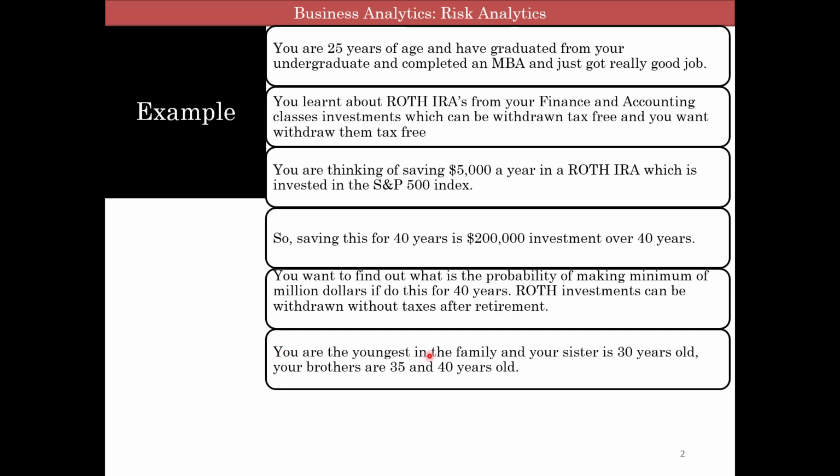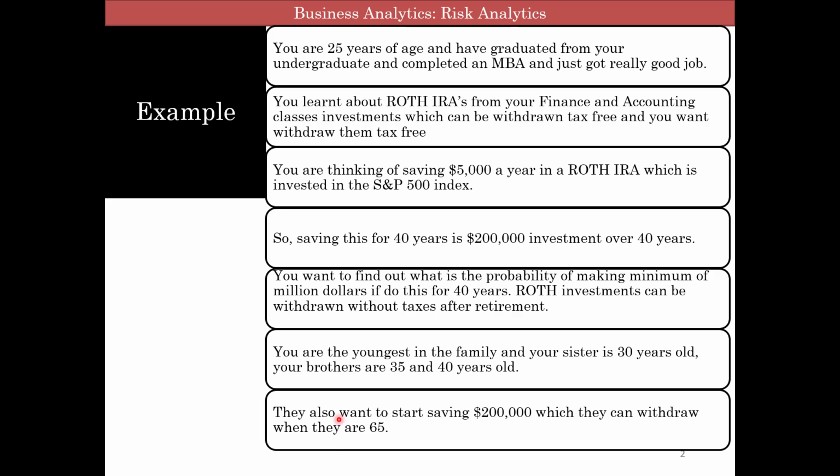So let's assume you're the youngest in your family. You have a sister who's 30 years old, and your brothers are 35 and 40. So there are four of you. Let's assume that they haven't done any of this and are going to start at 30, 35, and 40. They want to invest the same $200,000 and start withdrawing at 65. So let's look at the impact of starting at 25 versus somebody starting at 30, 35, and 40.